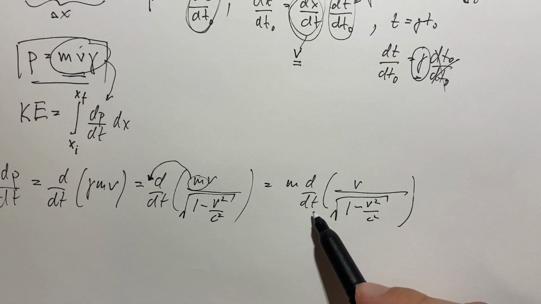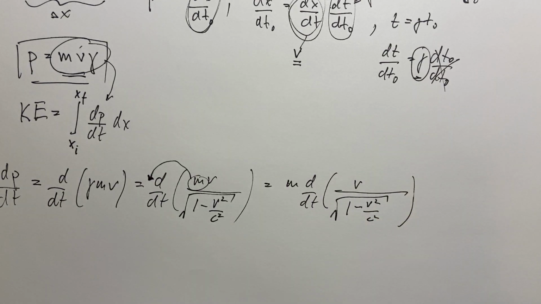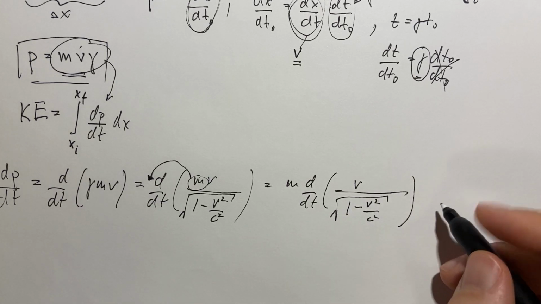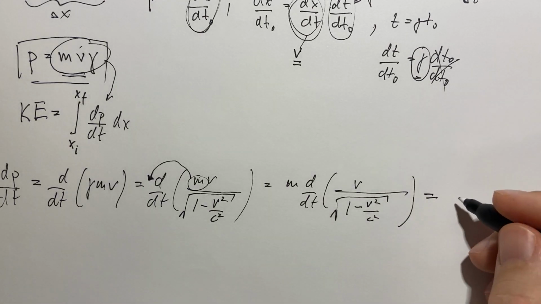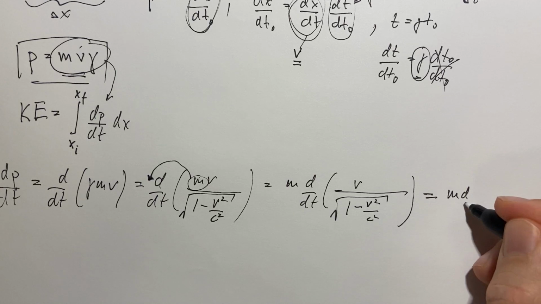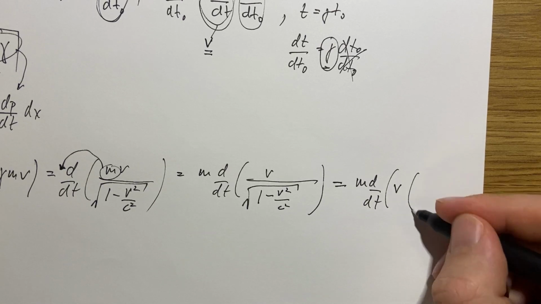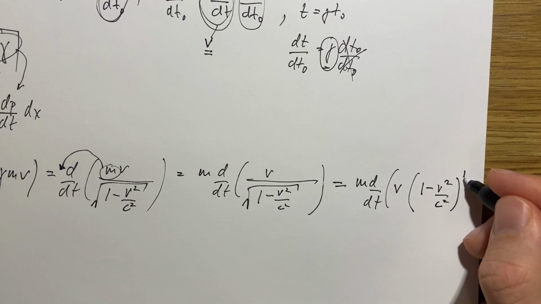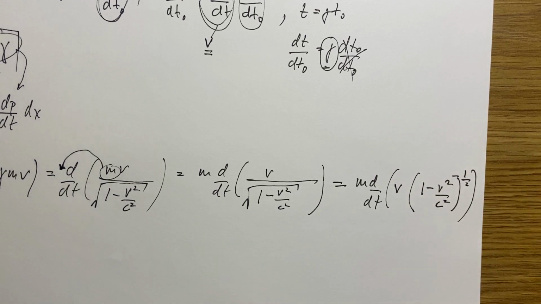And how are we going to differentiate this with respect to t? Well, we would actually need to use the product rule. So let's rewrite this again. This equals m d by dt of v times 1 minus v squared over c squared to the power of minus a half.